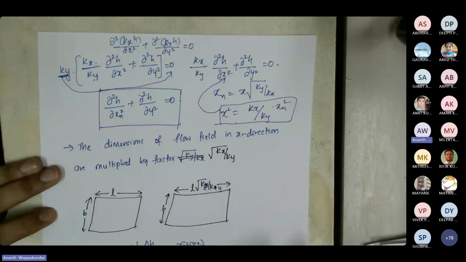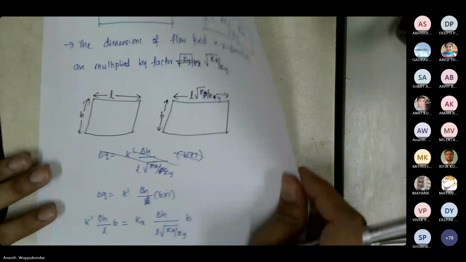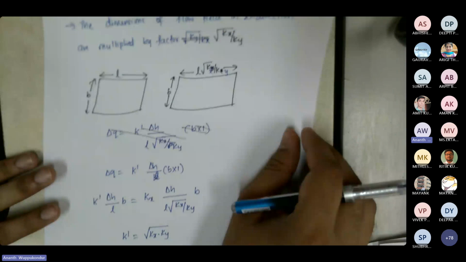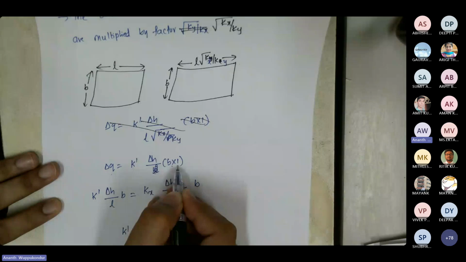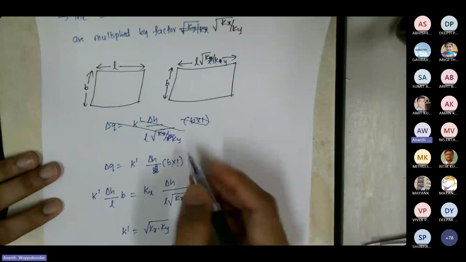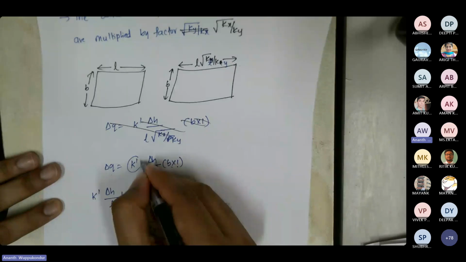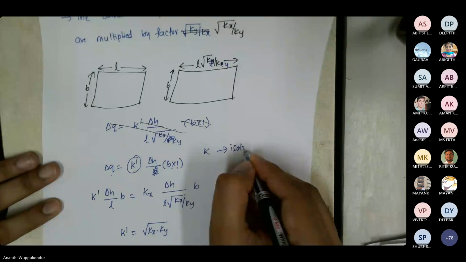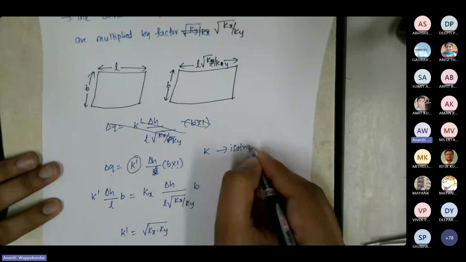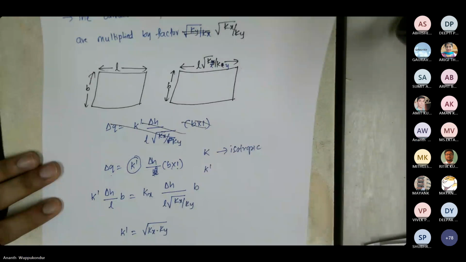Now to get the flow rate, the flow rate is again delta Q equals K times delta H by L multiplied by B times 1. But now this K is a new K. Earlier we had just used K since it is isotropic soil. Now the soil is anisotropic, so we have introduced a new hydraulic conductivity, which is K prime.